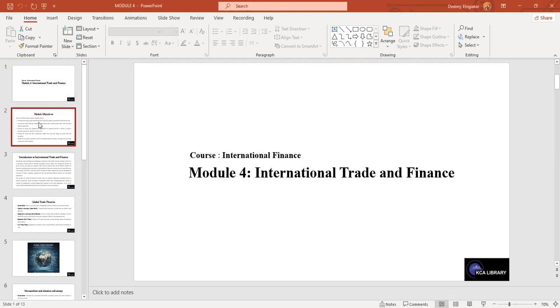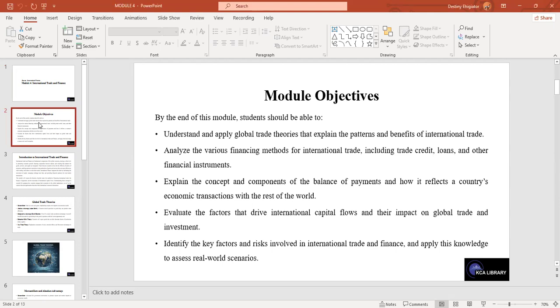By way of module objectives, by the end of this module, students should be able to understand and apply global trade theories to explain the patterns and benefits of international trade. Students should be able to analyze various financing methods for international trade, including trade credits, loans, and other financial instruments.